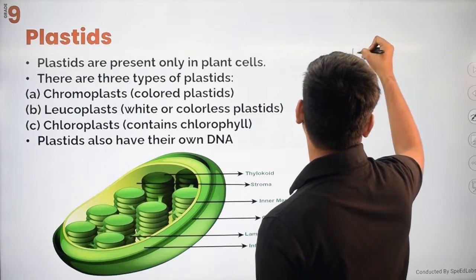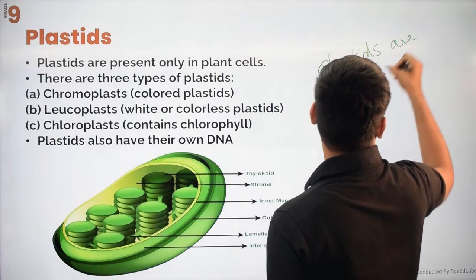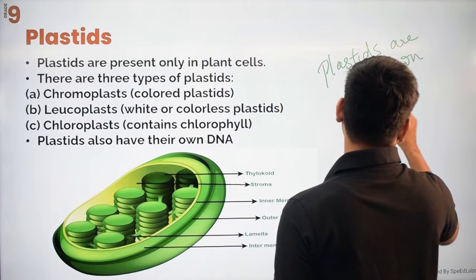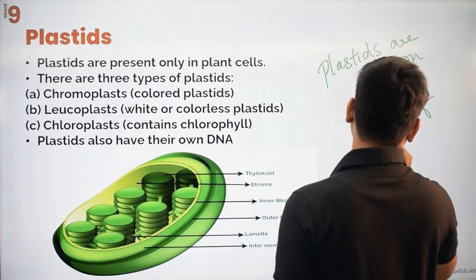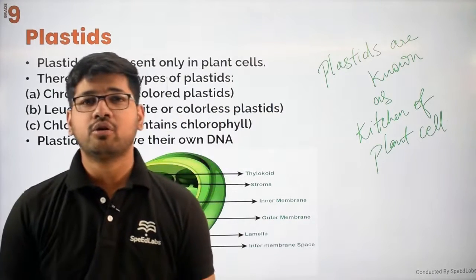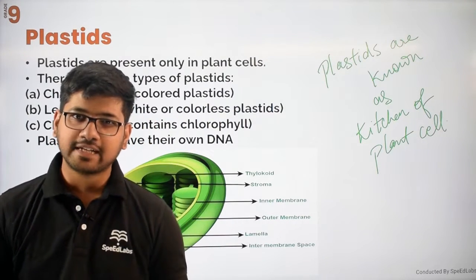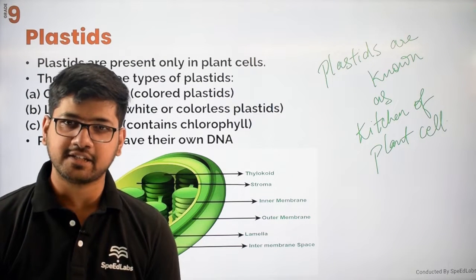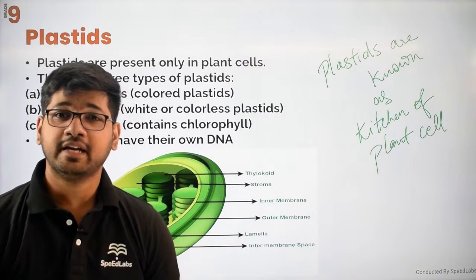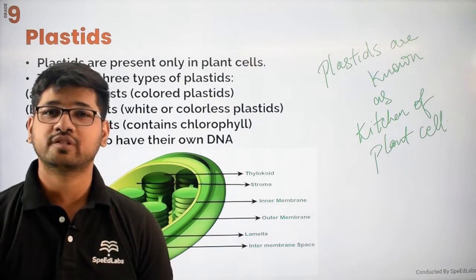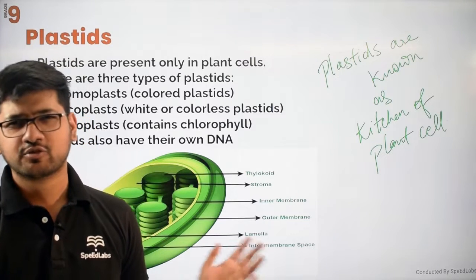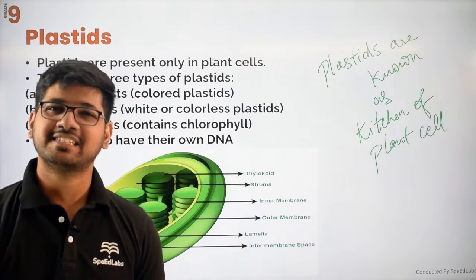Plastids are known as the kitchen of the plant cell. You may know about the process of photosynthesis, and for that to occur, to capture the light and synthesize the food, or the glucose, plastids come into play, and they basically convert chemical energy and sunlight energy in order to generate the food. Okay, that's why plastids are known as the kitchen of a particular plant cell.